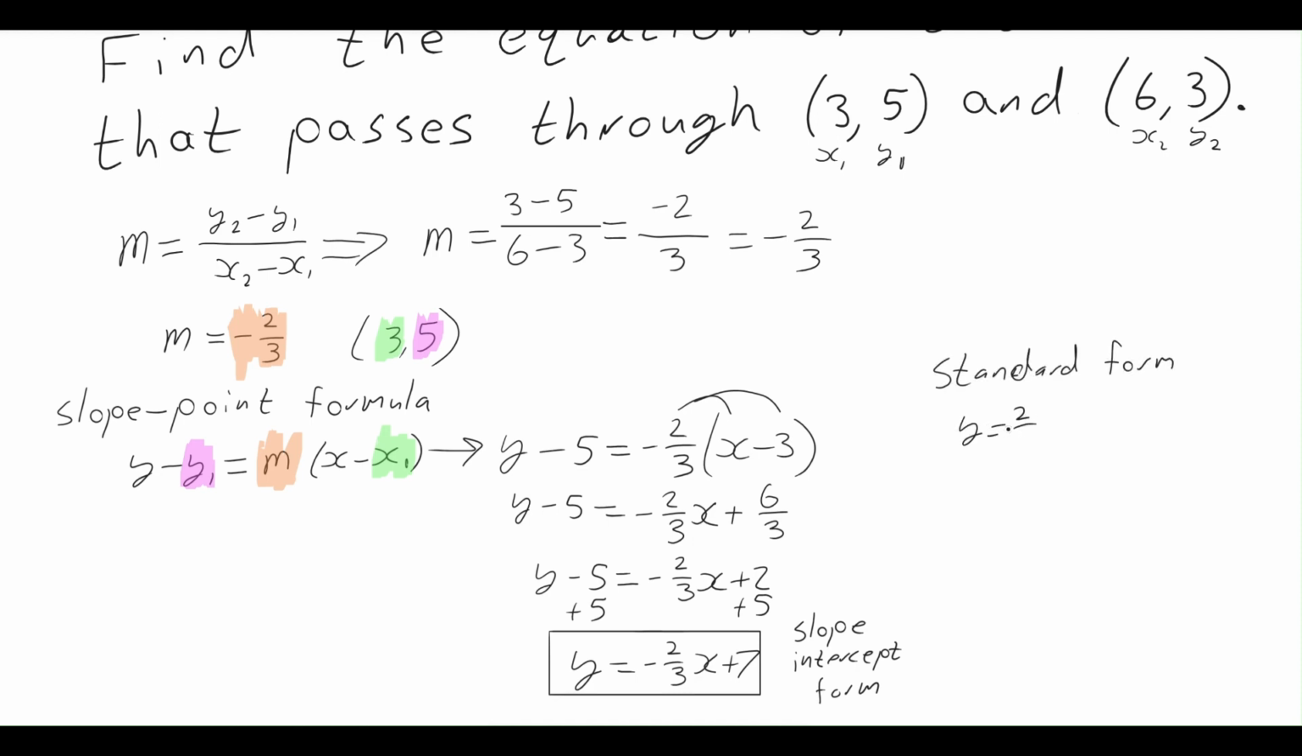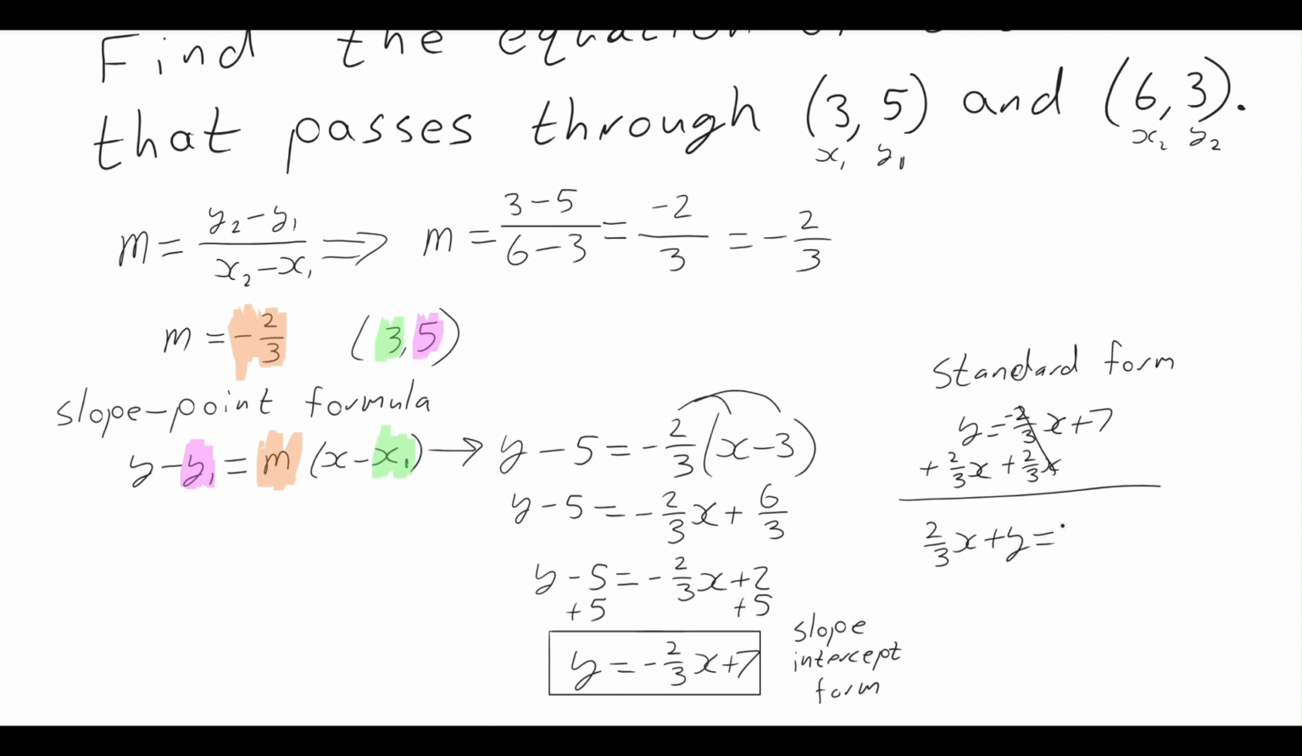If you want to put it in standard form, I'm going to rewrite the problem as we found it. We need to solve it for standard form by moving x to the same side as y. So we add the 2/3 x. And then we have to get rid of the fractions. We've got 2/3 x plus y is equal to 7.